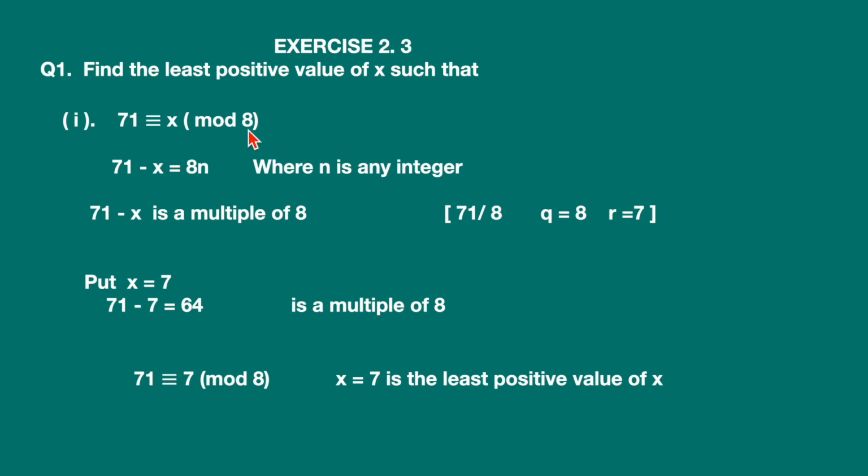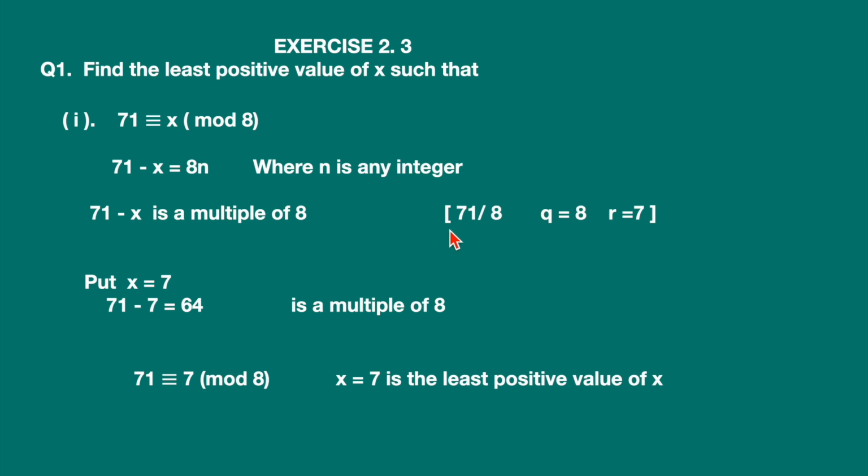Here 8 is the divisor. Let us write this in the general form: 71 minus x is equal to 8n, where n is any integer. What does this mean? 71 minus x is a multiple of 8. It also means 71 minus x is divisible by 8. It's the same idea, but we will always write that 71 minus x is a multiple of 8.